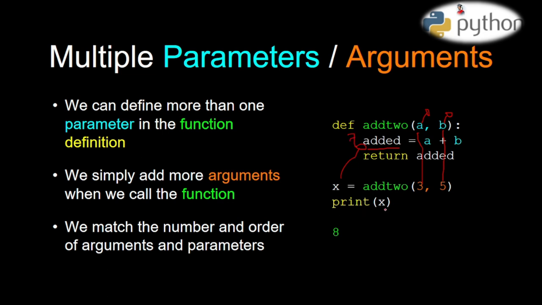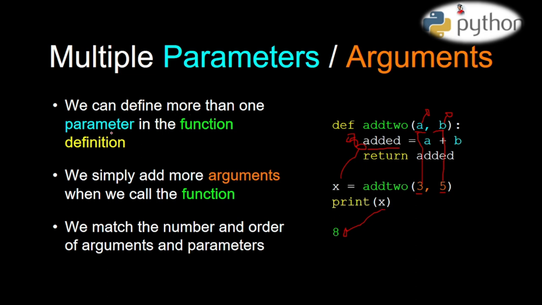Then print x. When we call print x, the output is 8. So if we have two parameters, two variables, what is expected when we pass them? Two arguments are expected, two integer arguments. Then the output is displayed like this.